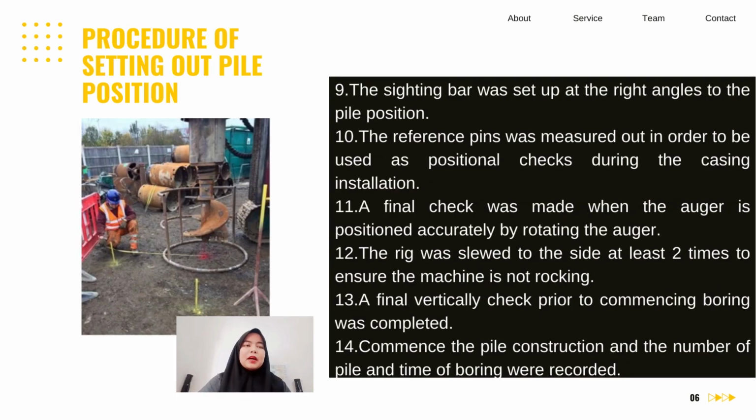Next, the sighting bar was set up at right angles to the pile position. The reference pin was measured out to be used as a positional check during the casing installation. A final check was made when the auger was positioned accurately by rotating the auger. The rig was slewed to the side at least 2 times to ensure the machine is not rocking. A final vertical check prior to commencing boring was completed. Commence the pile construction, and the number of the pile and time of boring were recorded.